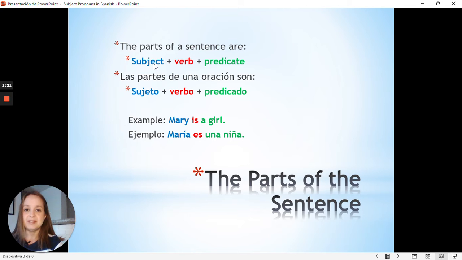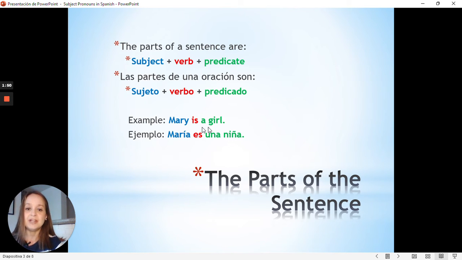Let's take a look at an example. Here we have the parts of the sentence: subject, verb, and predicate. The truth is the verb and the predicate both are part of the predicate, but I always separate them just for teaching purposes. And I also follow this color code. So you are always going to find in my videos and my classes the subject in a blue color, the verb in a red color, and the predicate most of the time in green color.